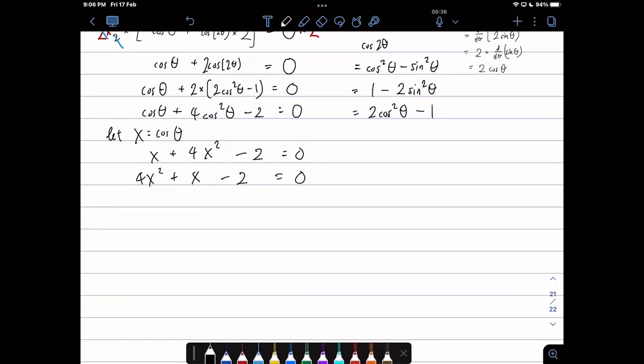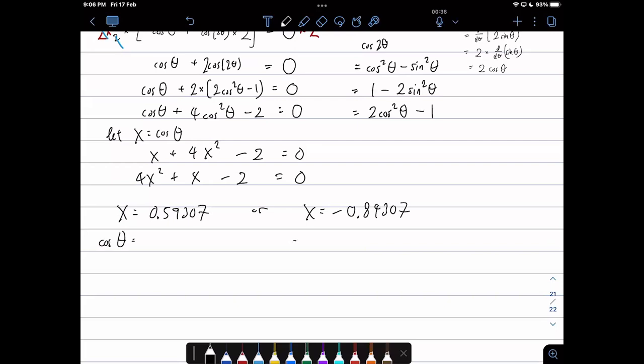I don't get a factorizable. Then never mind. We just use the decimal approximation. So x equals 0.59307 or x equals negative 0.84307. But x is actually cosine theta.